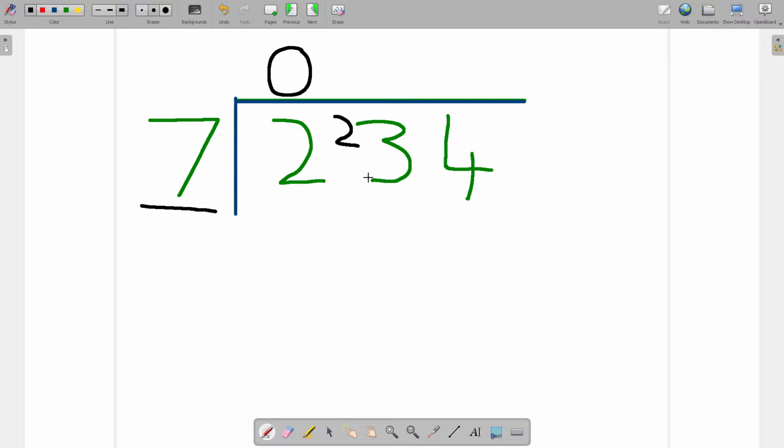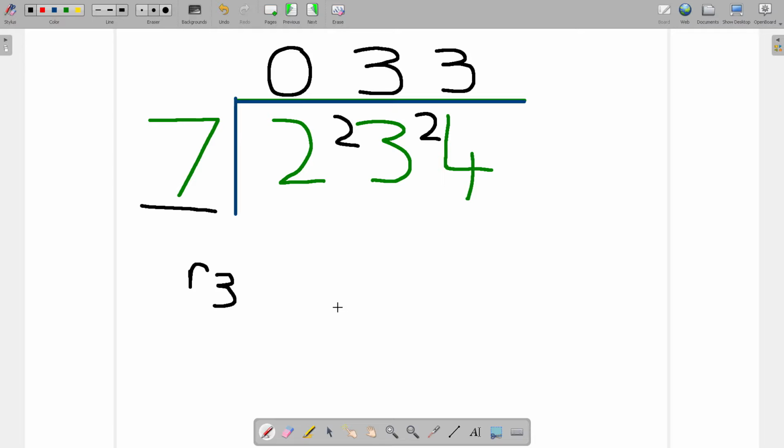So how many 7s are there in 23? Well, there are 3. So 3 times 7 makes 21. So 23 take away 21, it means we have a remainder of 2 again. And we move the 2 down into the units column, and we now have 24 in the units column. So we now say, how many 7s are there in 24? Well, there are 3. 7, 14, 21. So we write down 3, and then we look what our remainder is. Well, 7 times 3 makes 21. 24 take away 21, and our remainder is 3.